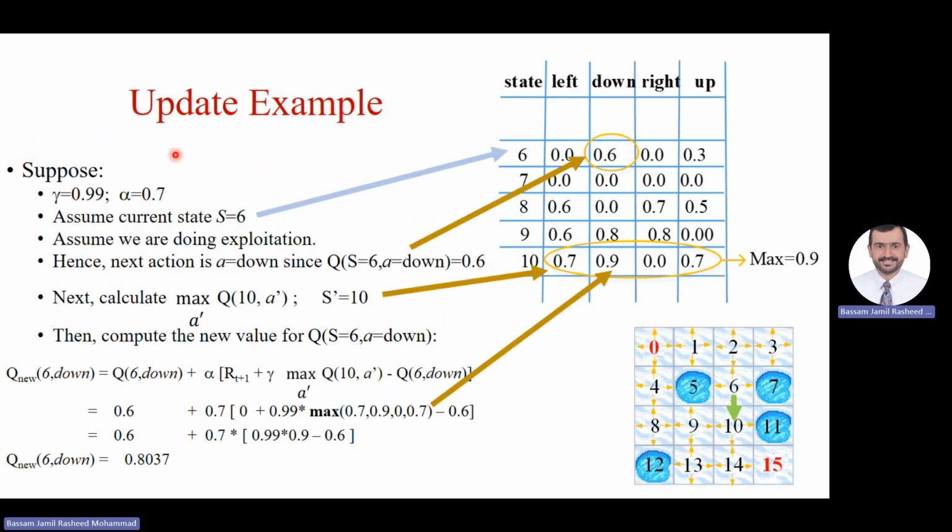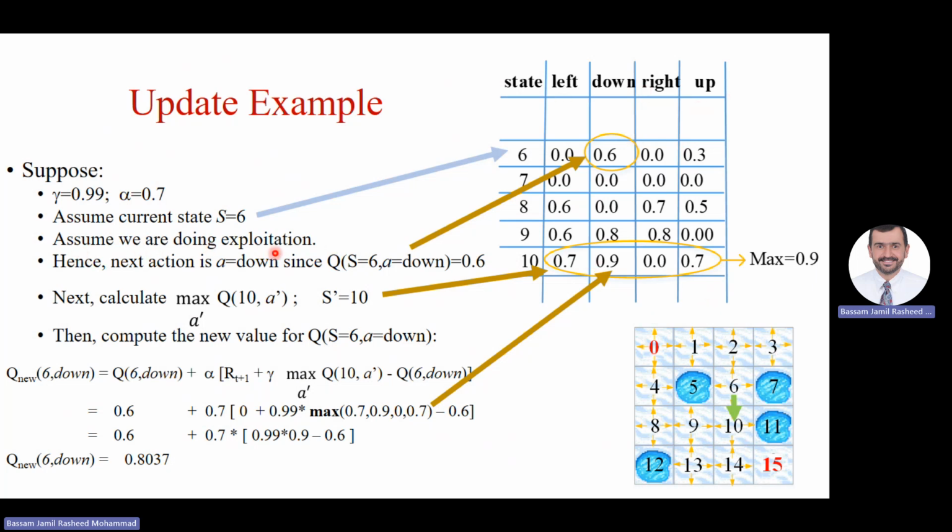Okay, let's take a look at how we update with an example. This is my update equation. Let's say, for example, I have a discount of 0.99 and a learning rate of 0.7. Assume my current state is 6. So this is the table here. These are example values of my actions in my Q table.